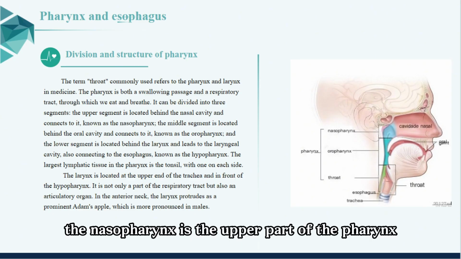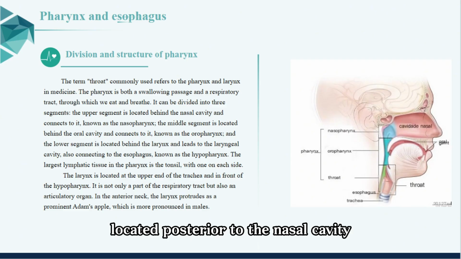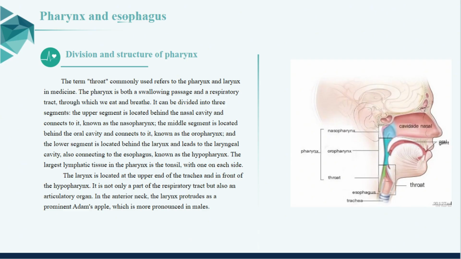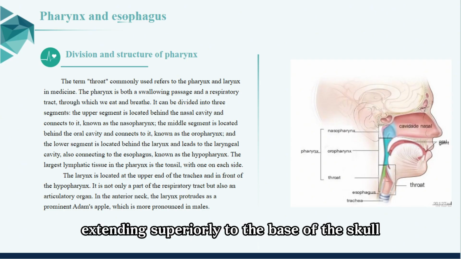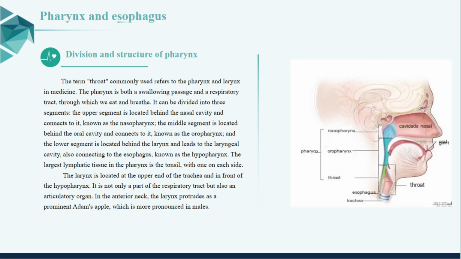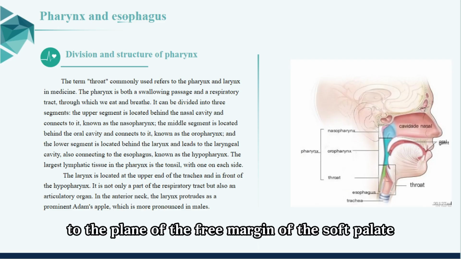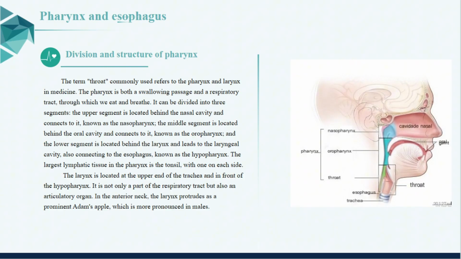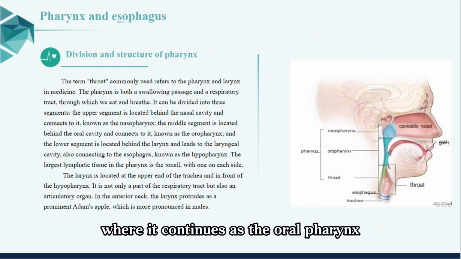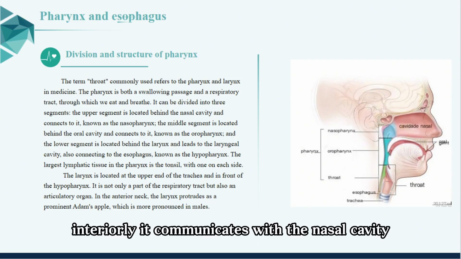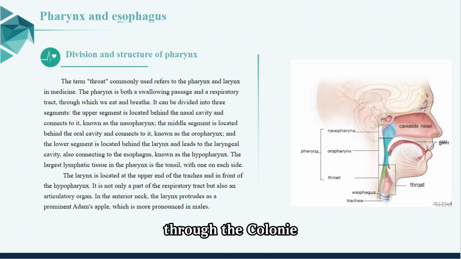The nasopharynx is the upper part of the pharynx, located posterior to the nasal cavity, extending superiorly to the base of the skull, and inferiorly to the plane of the free margin of the soft palate, where it continues as the oropharynx. Anteriorly, it communicates with the nasal cavity through the choanae, posterior nasal apertures.